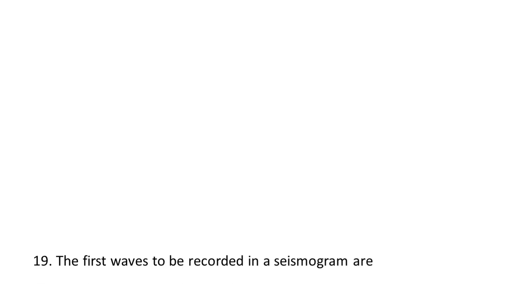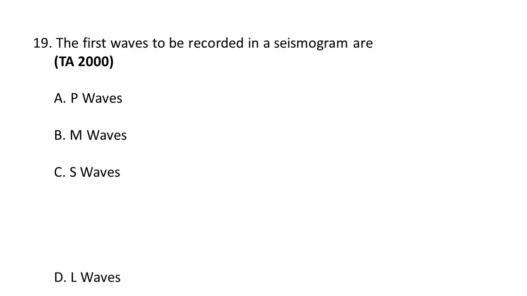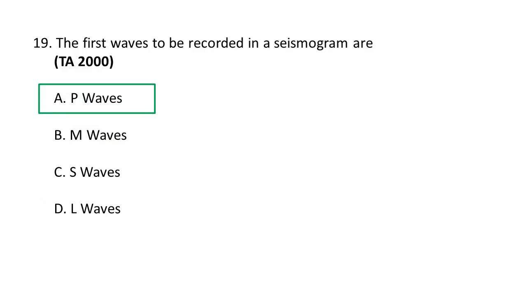Next question. The first waves to be recorded in a seismogram are A, P waves, B, M waves, C, S waves, and D, L waves. So obviously the correct option is A, P waves. The first waves to be recorded in a seismogram. P waves are the first waves to be recorded in a seismogram because the P waves are primary waves. These are the fastest seismic waves and are the first to arrive at a seismograph after an earthquake. And S waves or secondary waves are the next of the seismic waves to be recorded and usually larger than the P waves.